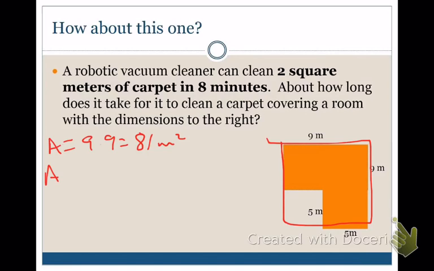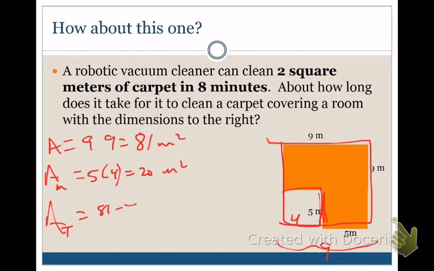And then I'm going to find the area of the missing part, so area of M, which is going to be this right here, which is 5 on this side. And then because this is all 9, and we're going to subtract out 5, this is going to be 4. So we got to do 5 times 4, which is 20 square meters. Which means that the total area is just going to be 81 minus 20, which is 61 square meters.